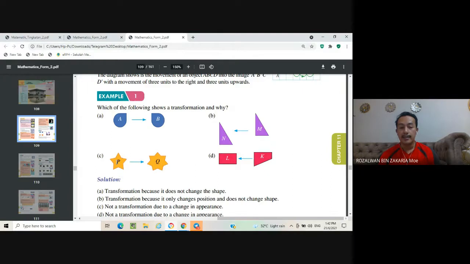And the C here, we have P. P is the object. Then after that, Q is the image. If you see this one, the shape of Q and P is not the same. So it is not a transformation. And for the D here, if you observe the shape of L and also the shape of K, it is not the same. So it is not a transformation. Okay, so that's the answer for example 1.